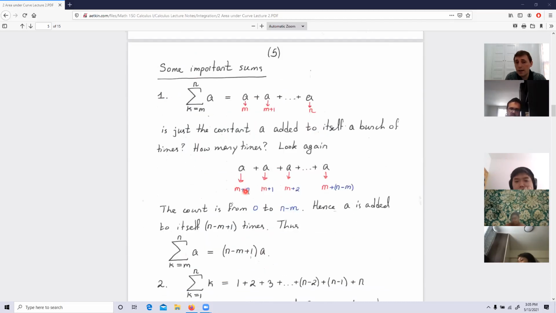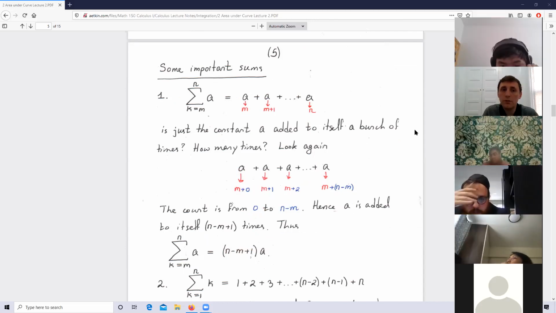Look at it. I wrote in blue the number of times a is added to itself. You see, it's m plus 0, m plus 1, m plus 2, all the way to n. To make it n, I can make it m plus n minus m. Do you see in blue? So it's n minus m, but there is an extra one. So there is n minus m plus 1. Are you with me?